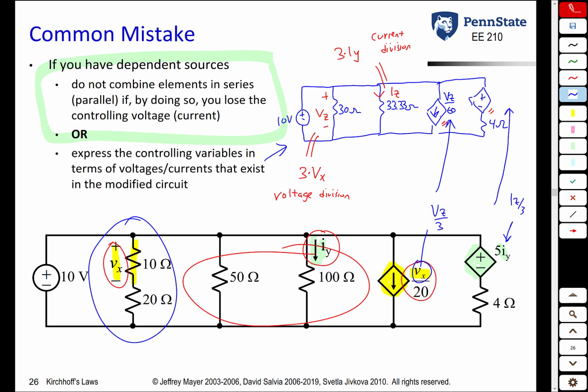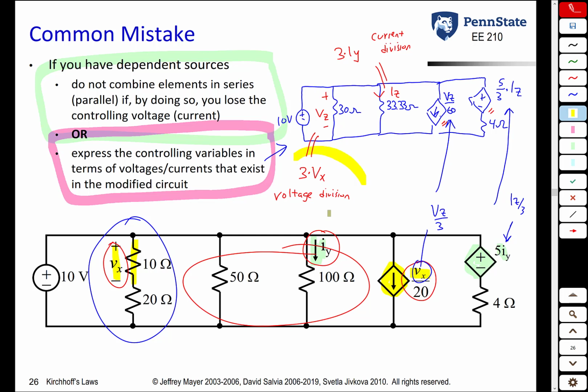So if this is 5Iy, it is 5/3 times Iz. So what we have shown here is that if you do want to combine resistors in series and parallel, even when you have dependent sources, you can do so, but you do have additional work. You have to do this work here, you have to do that work there, and then you have to come up with those. And you may find that it's really not worth the extra effort.